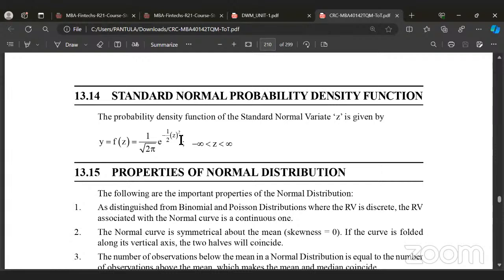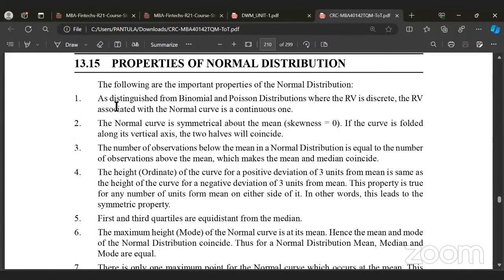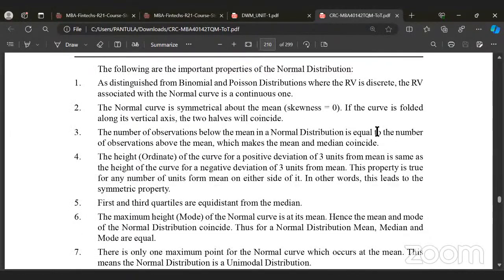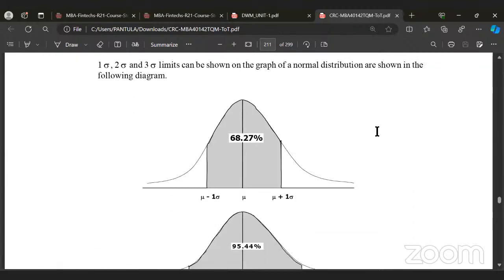And the statistical normal probability function, f of z is equal to 1 divided by square root of 2 pi, and z also ranges from minus infinity. So the properties of normal distribution, and the distinction between binomial and normal distribution. Are we distributed? Are we associated with the normal curve? And the normal curve is symmetric about the mean, that is skewness is equal to 0, and foldable. So these are the things you can read. So this is the diagram.